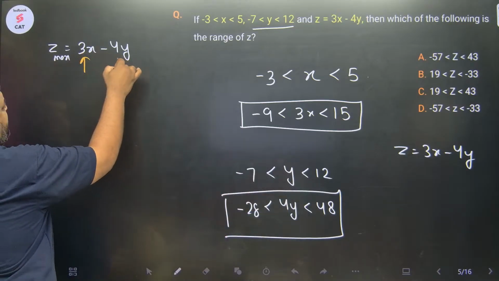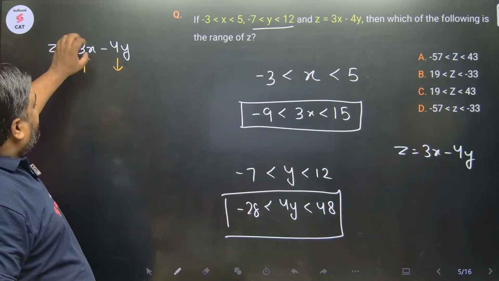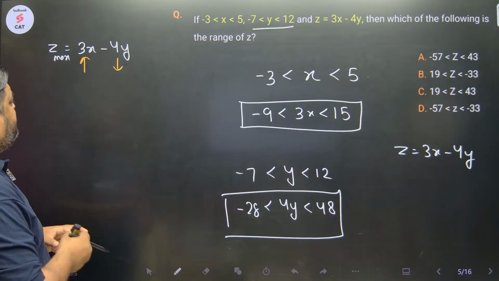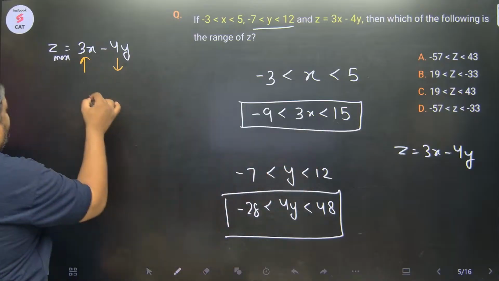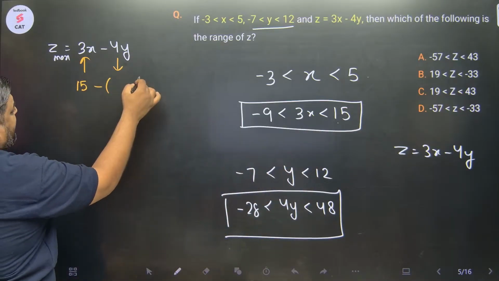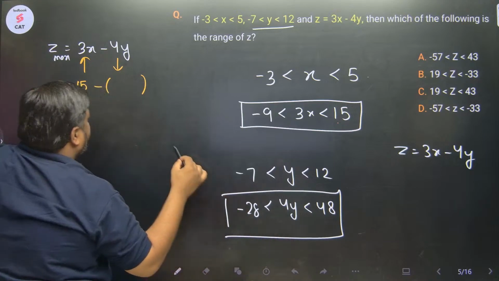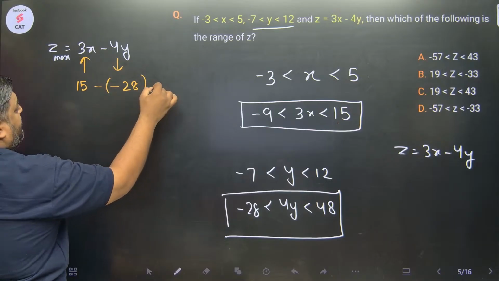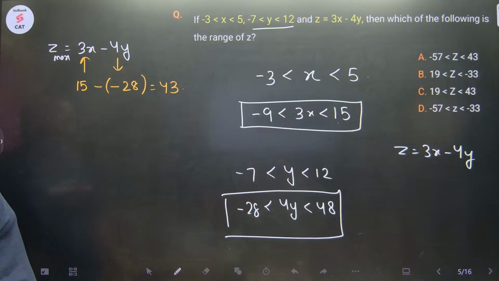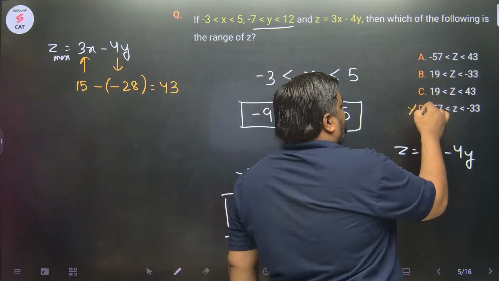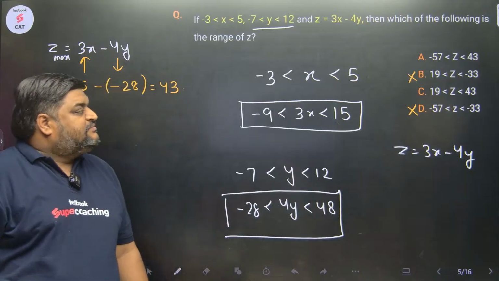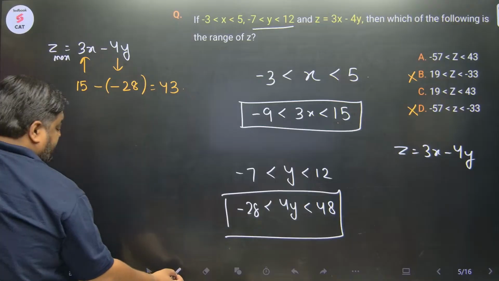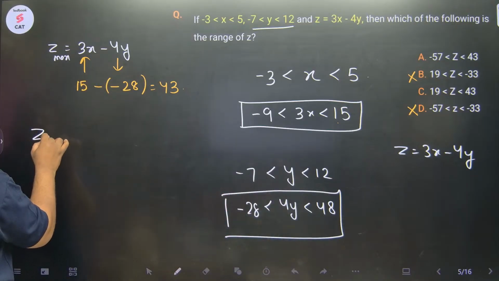3x should be maximum and 4y should be minimum, right? From a big number we will subtract a small number, right? 3x should be maximum possible, 4y should be minimum possible. What is the maximum of 3x, beta? 15 minus, we have to subtract a small number. What is the minimum possible 4y? Minus 28. So this is 15 minus minus 28, so 15 plus 28, 43. So the maximum value is 43. D is not the answer, B is not the answer. The maximum value is 43. Very good.